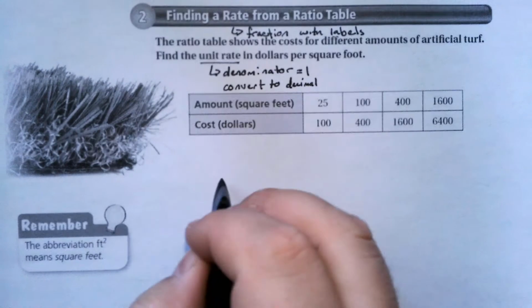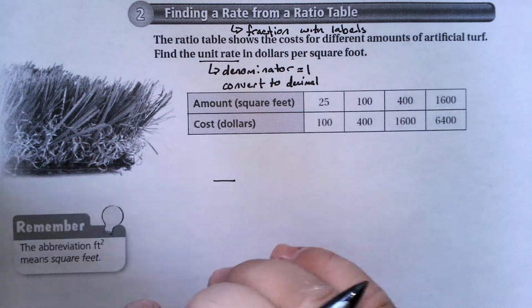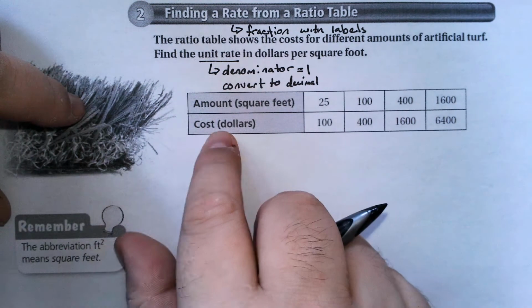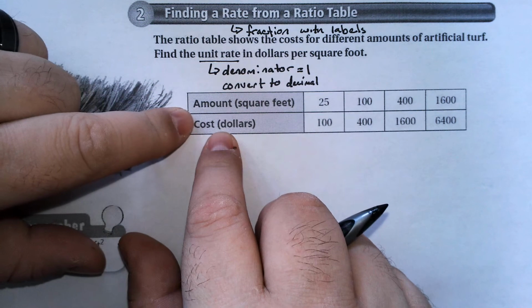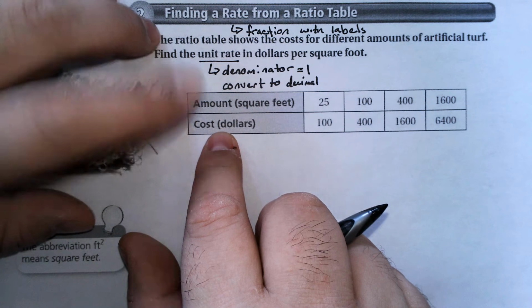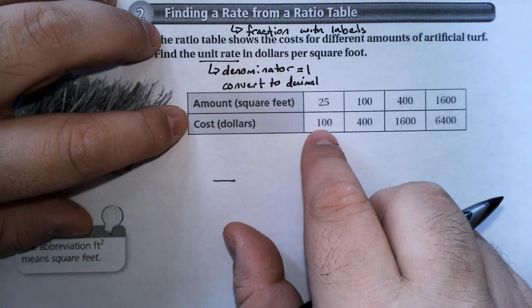So I know I need a fraction, so I'm just going to write a fraction bar. And now I have to figure out what goes on top, what goes on bottom. Now I usually pay like $5 per item. So here, dollars normally goes in the numerator. So it might feel backwards to you because the dollars is in the lower part of the table, but that's okay.